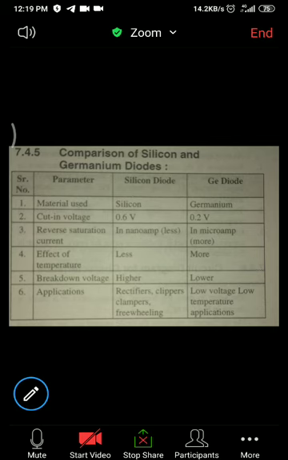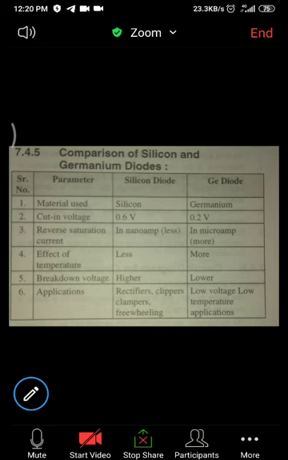Breakdown voltage: a silicon diode breaks down at a higher voltage as compared to a germanium diode. Means if a germanium diode is breaking at reverse 20 volt, a silicon diode can break down at reverse 30 volt, means minus 20 and minus 30. So breakdown voltage is very high for silicon. For germanium it is low.